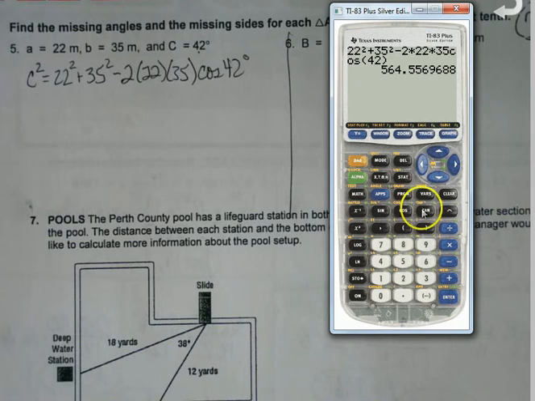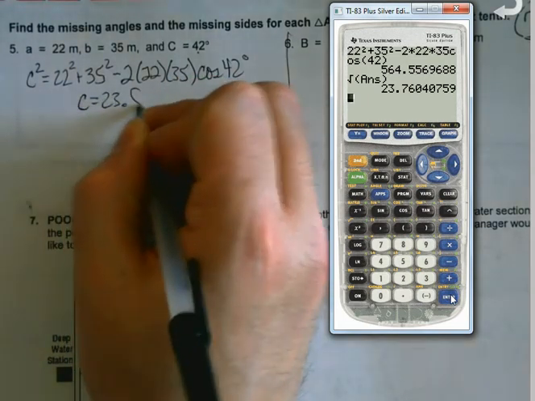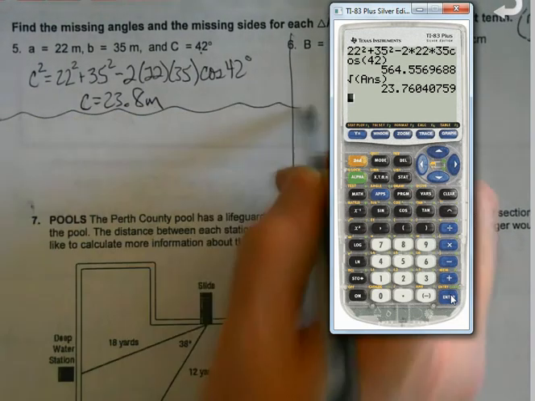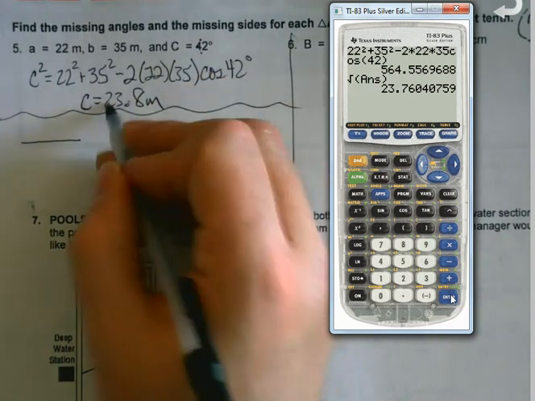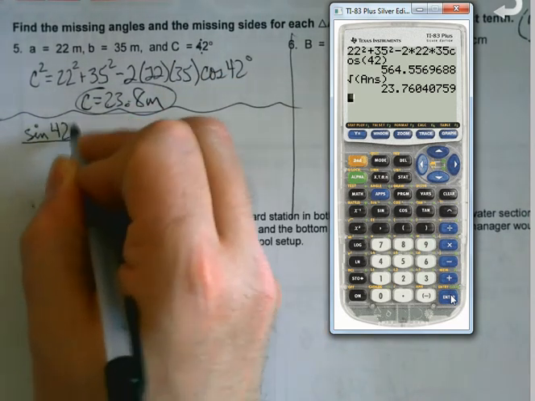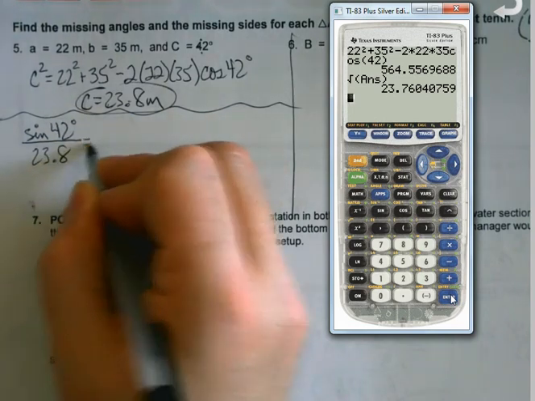And again, that would just be my C squared. I only want C. So I find out that's going to be 23.8 meters. And then I'm ready to roll. Corresponding side and angle. We're now off to sines, so don't keep using cosine or that could cause you an issue.